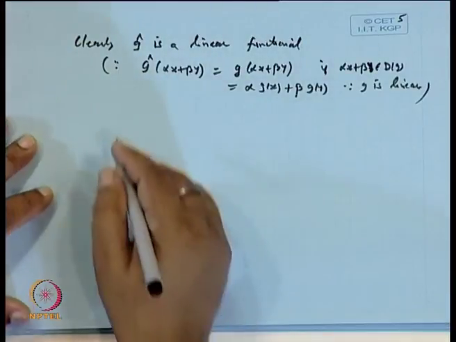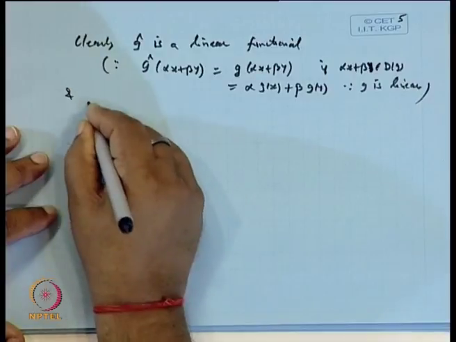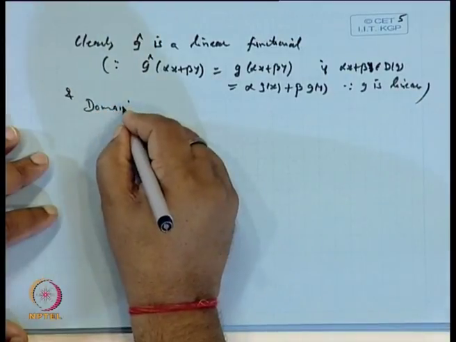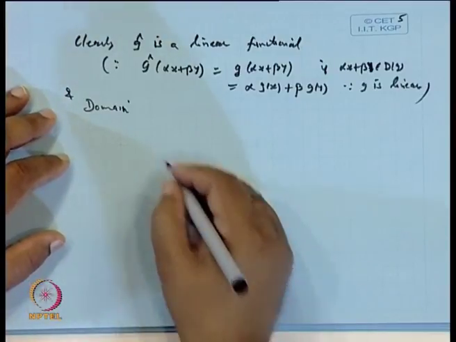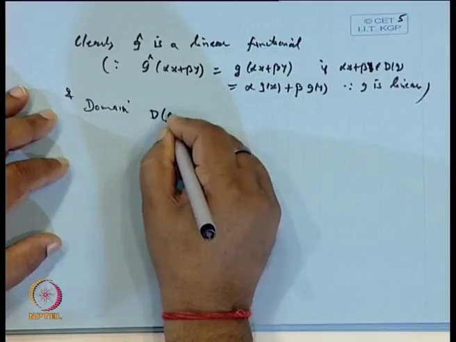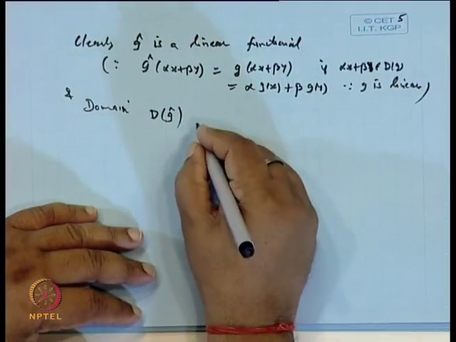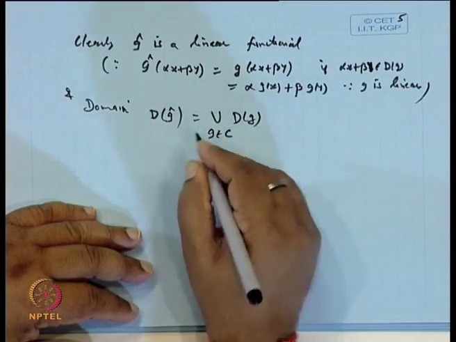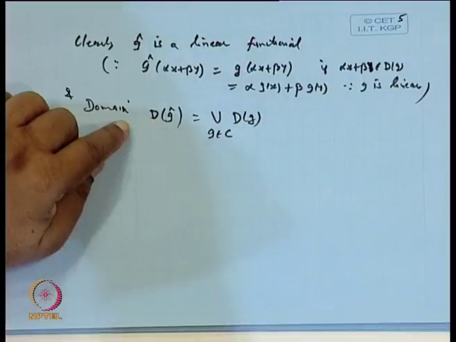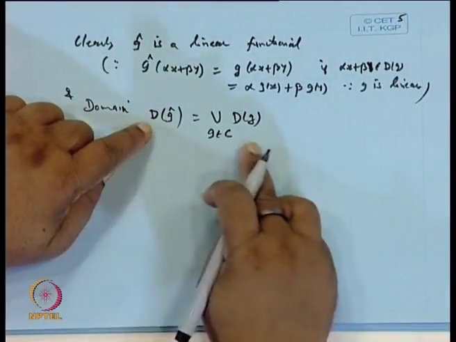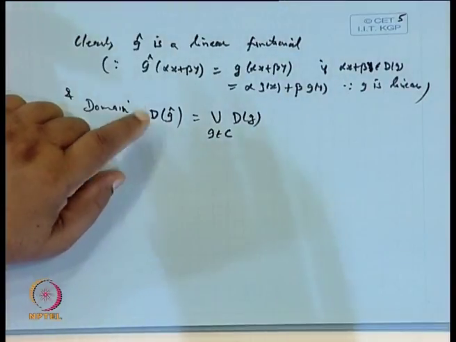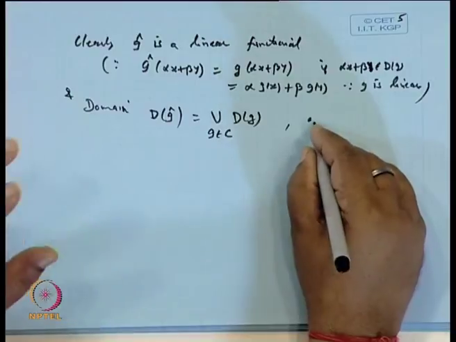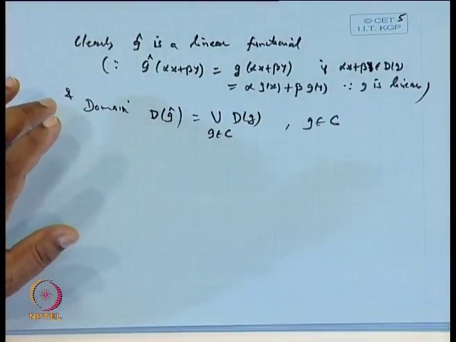The domain of G hat will be the union of all the domains of G where G belongs to C. Because when you take x, then x may belong to the domain of G1, x may belong to the domain of G2, like this. So, G hat x is defined as G1 x, G2 x, and so on, depending on x. So, the domain of G hat will be the union of all the domains of G, where G is an element or linear functional in C.